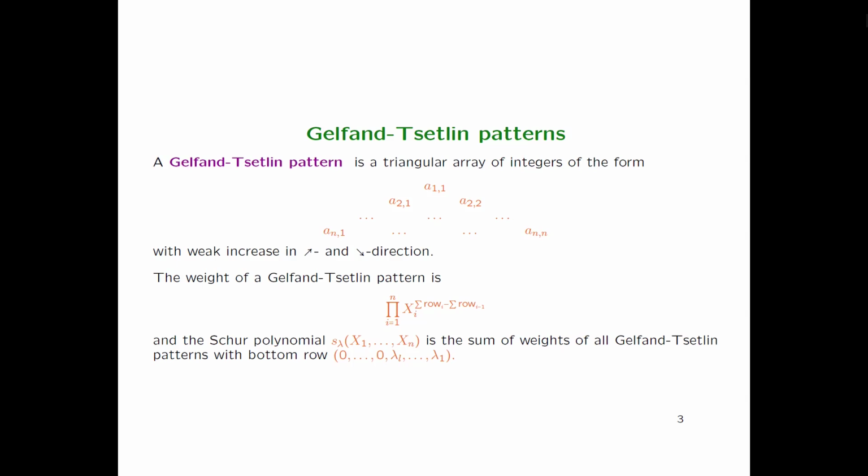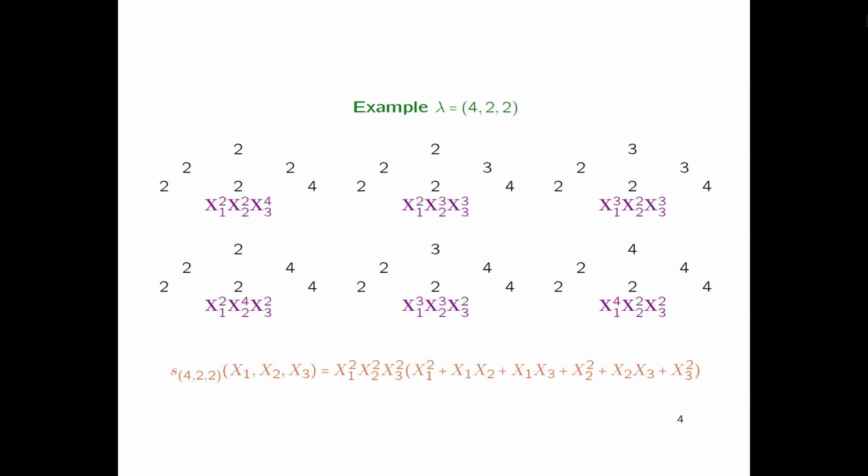And then in order to get Schur functions, we need to define a weight. So it's a weight with variables x1 up to xn. And the exponent of xi is just the difference between the row sums of row i and row i minus 1. And if you now put in the bottom row of your Gelfand-Tsetlin patterns the partition in reverse order, and you add some zeros if the partition is not long enough, then you sum over all Gelfand-Tsetlin patterns, you get the Schur polynomial. So I've done an example here, the example 422.